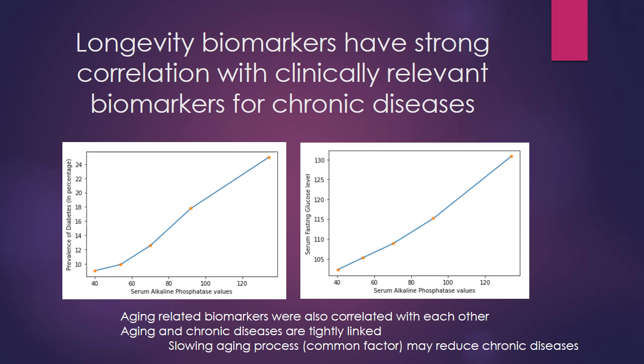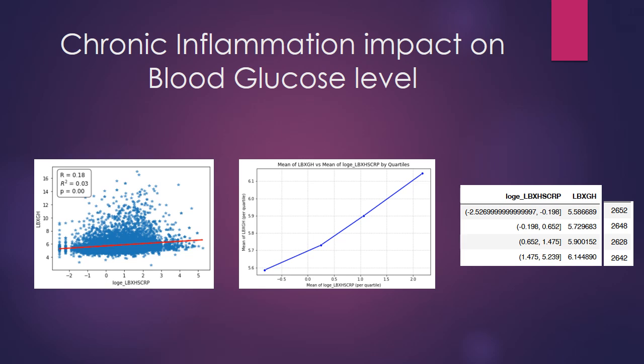This slide argues managing the longevity biomarkers may reduce chronic diseases, showing data on how markers like serum alkaline phosphatase correlate with diabetes prevalence and fasting glucose levels. Chronic inflammation impact on blood glucose level. This slide presents scatter plots and charts demonstrating a positive correlation between chronic inflammation measured by hsCRP and the blood glucose levels.